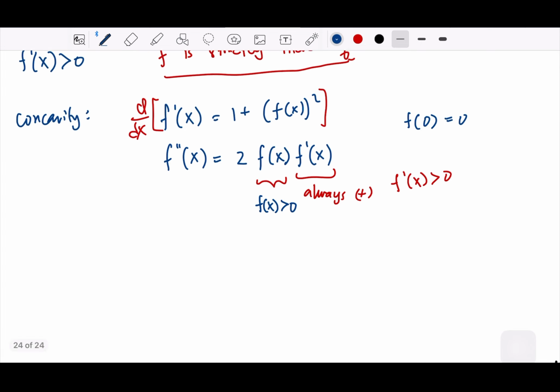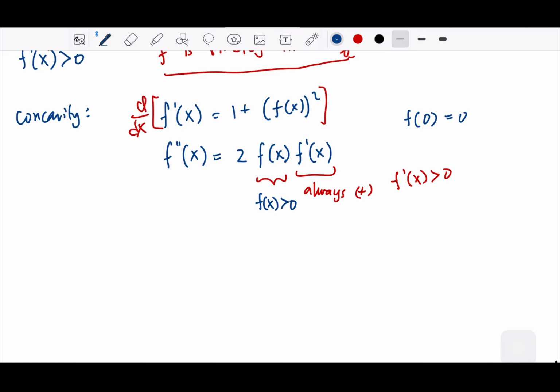So if we take the interval from negative 1 to 1, then at x equals 0 there will be a change of signs. Let's say we have this. At 0, it's supposed to be that f is concave upwards and concave downwards, so this will be positive and negative.